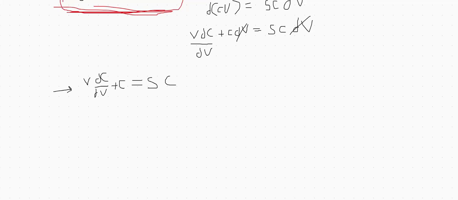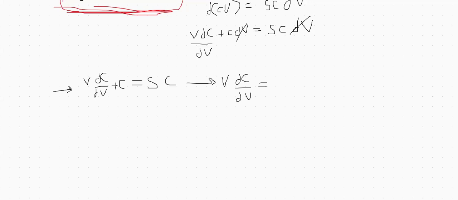Okay, so now we're going to rearrange this. We'll bring the C over, and we'll have V dC over dV. Sorry if I write out a lot of these steps. I kind of need to, and I'm doing this on the fly, so I want to make sure that I don't mess anything up or skip too many steps.